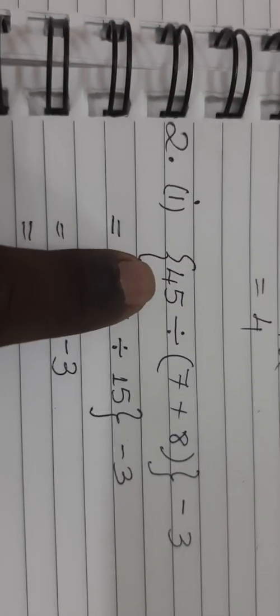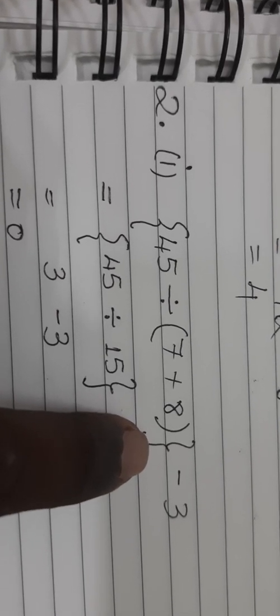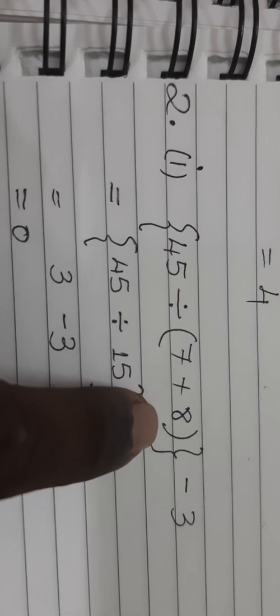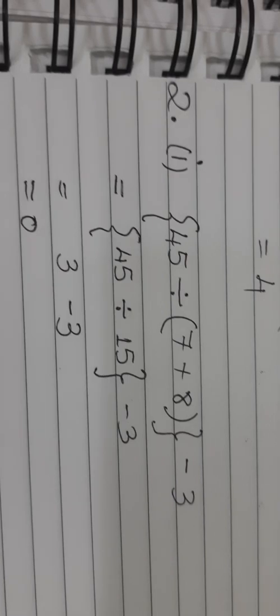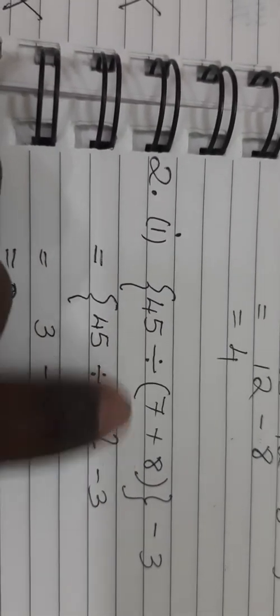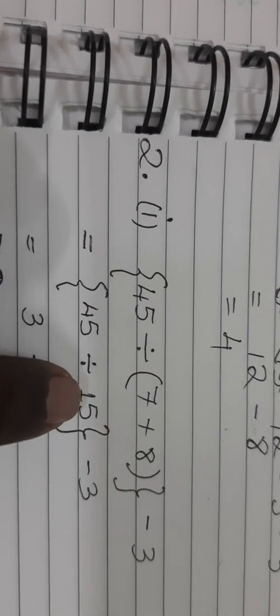As you can see in the question, you have the curly brackets, these are the second brackets, and inside the curly bracket you have these round brackets, which are also known as first brackets. So which is the innermost bracket? These round brackets are the innermost brackets. Whatever is inside this round bracket we will solve first, and since we solve the round brackets first, that's why they are known as first brackets. So inside the round bracket you have 7 plus 8, 7 plus 8 is 15.